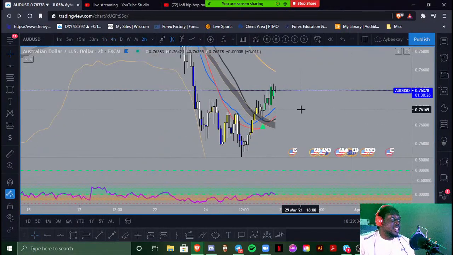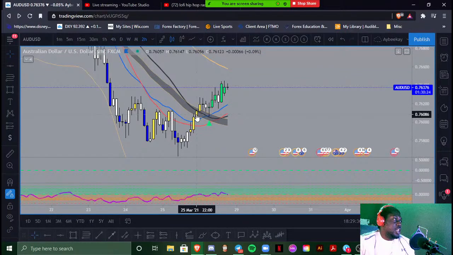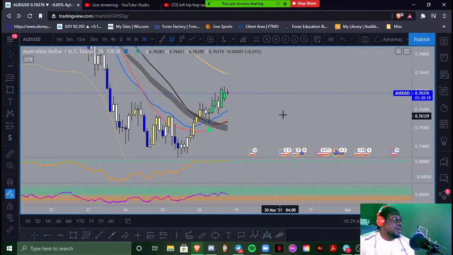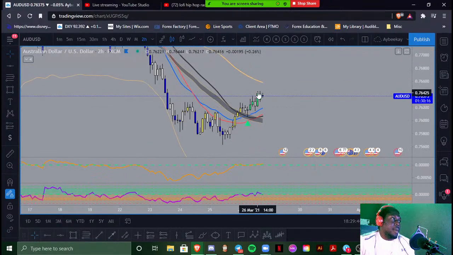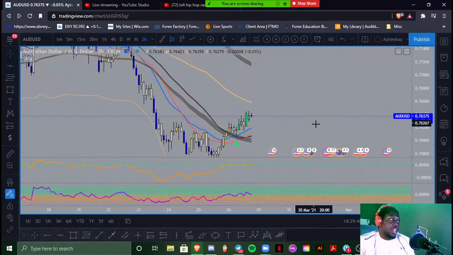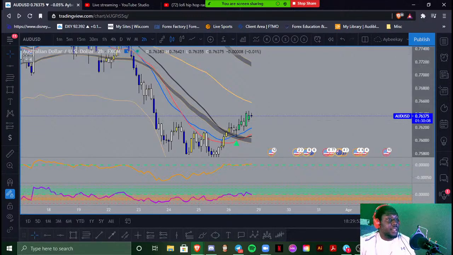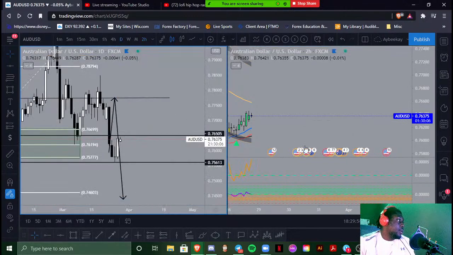2 hour, nice. Okay, so this was the break and retest right here that I would have got into. Break, retest, continuation. But hey, we might get price coming back down. I doubt it, but we might get it to come back down real quick and then continue taking it to the high. So we'll see what AUD USD does, but I am definitely bullish on it for now.